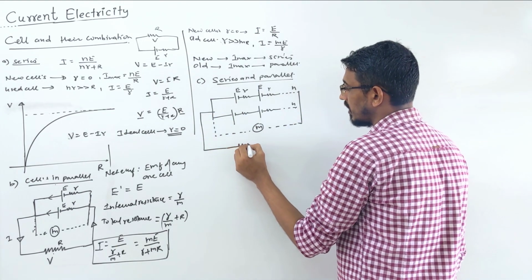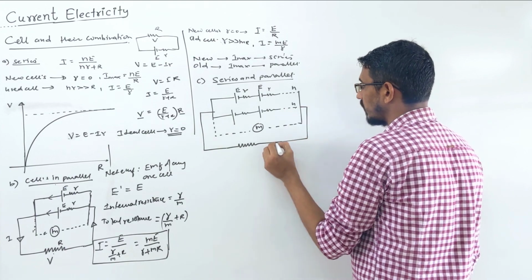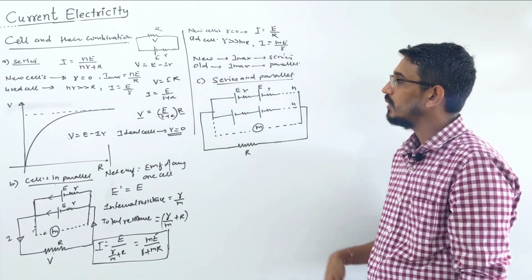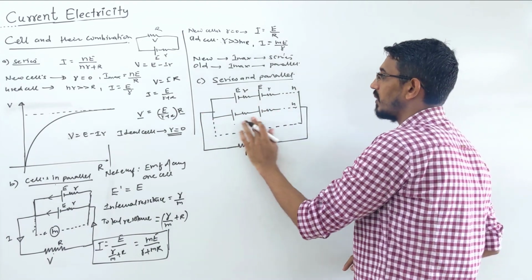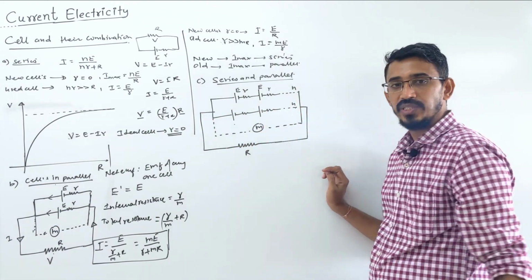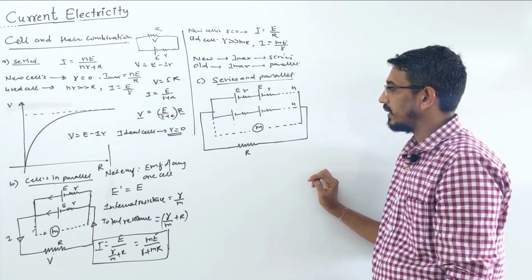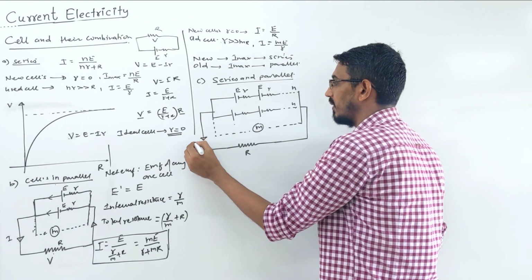We are learning series and parallel both together. So what will happen? N number of cells are connected in each branch, right? And we have how many branches in parallel? M number of branches, right? Yes, correct. Then what is the current flowing in the circuit now?